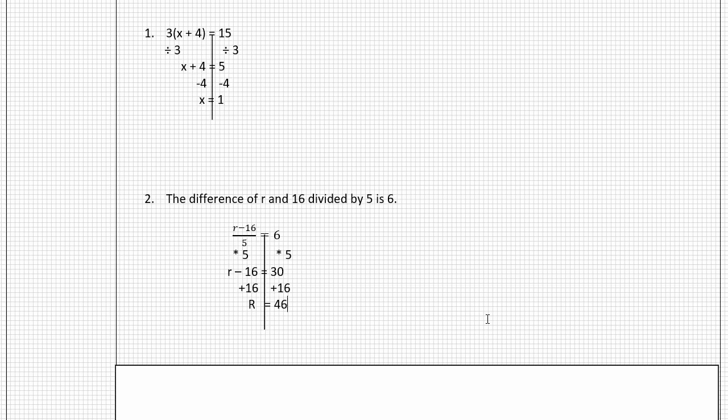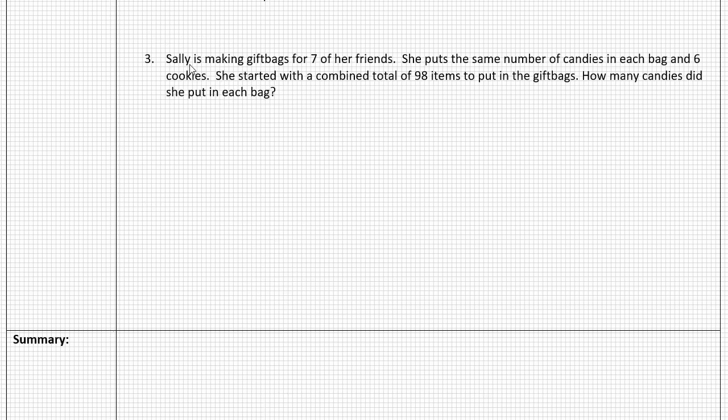Let's go ahead and try one last problem. Here's problem 3. Sally is making gift bags for 7 of her friends. She puts the same number of candies in each bag and 6 cookies. She started with a combined total of 98 items to put in the gift bags. How many candies did she put in each bag? So let's go ahead and first translate that into an equation and then start to solve it. If you'd like to pause the video here and try to work it out on your own, you're welcome to do so, and resume the video when you're ready to check back in.